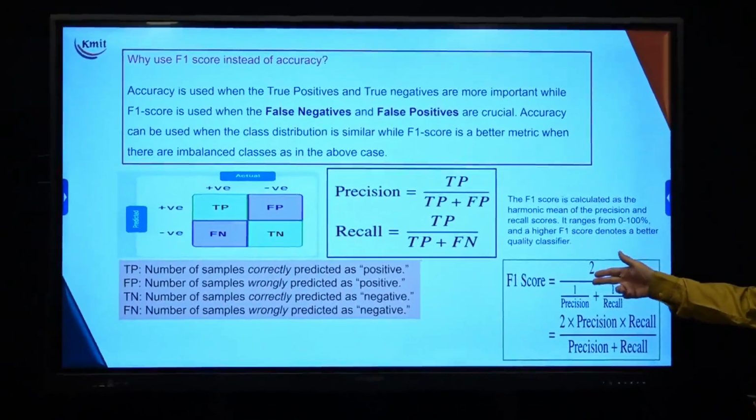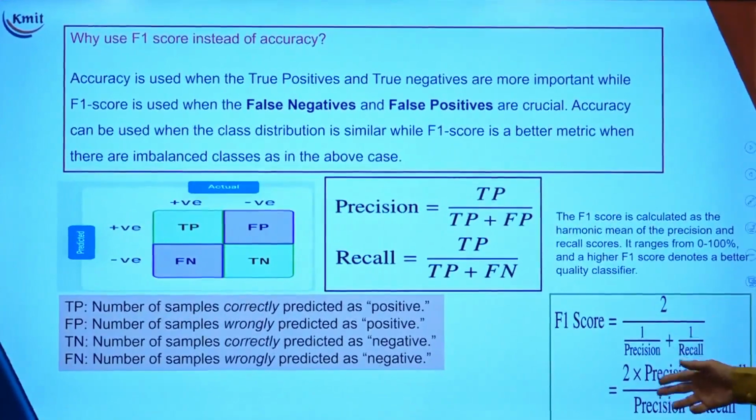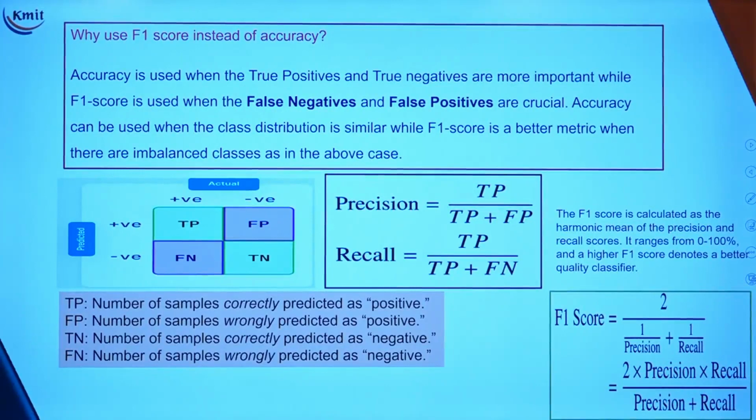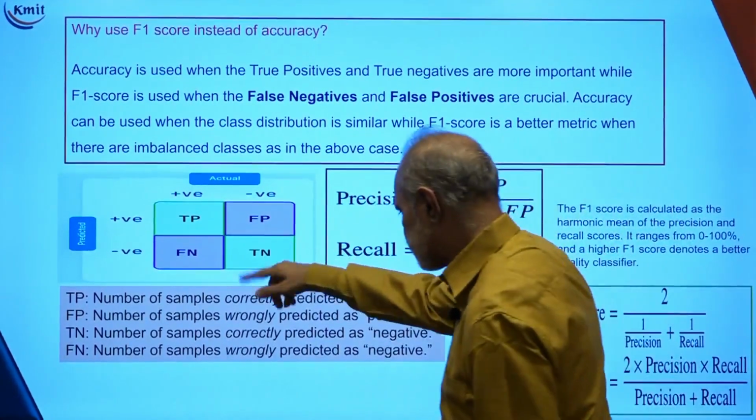So, F1 score is calculated as 2 upon 1 by precision plus 1 by recall. So, it is a harmonic mean. The definition goes as 2 times precision times recall divided by precision plus recall. So, when you add it together, you are combining the entire data set basically.